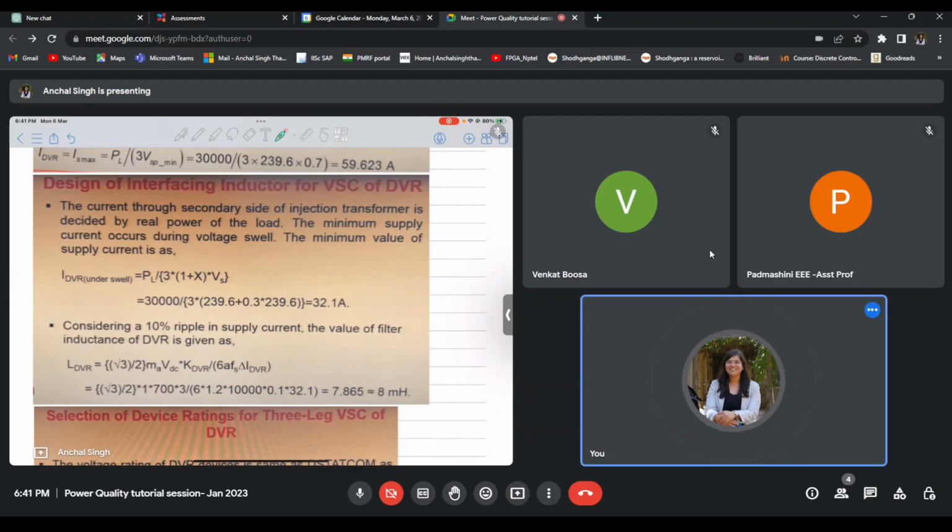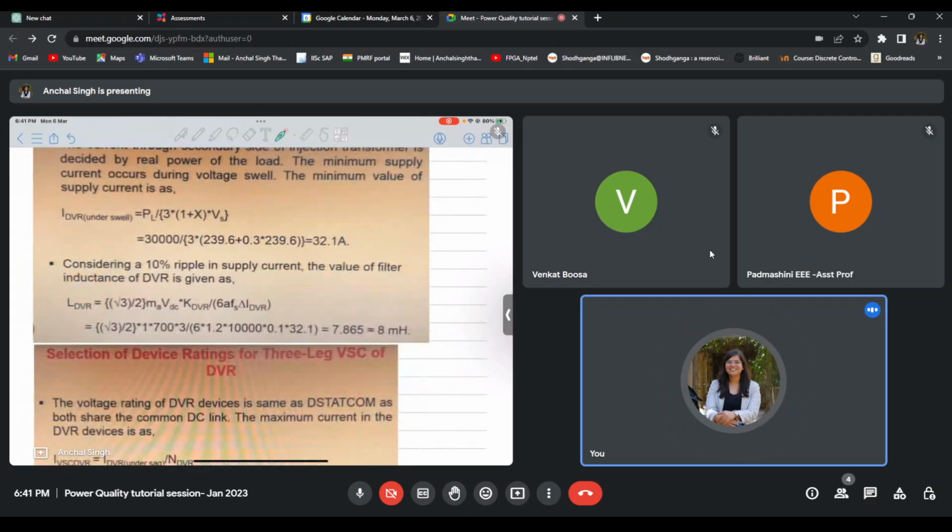So the goal of designing the interface inductor is to calculate the maximum value of inductor that I need for my circuit, and that corresponds to the situation when voltage swell occurs. Therefore, I am considering this here. This 1 plus x is nothing but the factor that will give me the voltage swell condition. So x is 0.3. During voltage swell, my voltage will be 1.3 times 239.6. That is what this is representing here. Since it's a three-phase circuit, it's 3 times the voltage.